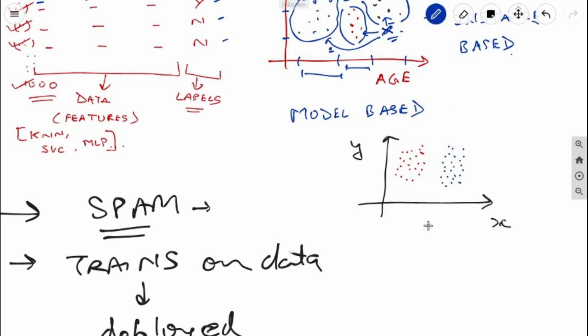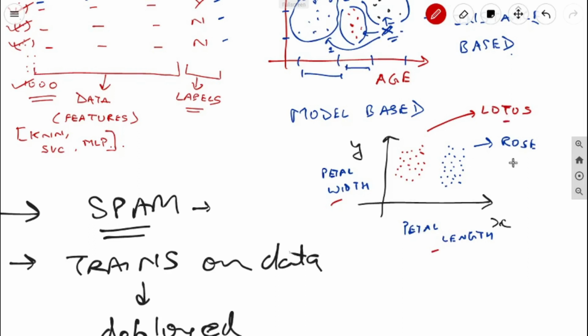To make it more convenient, let me say that x is the petal length of a flower, and y is the petal width of a flower. The blue one is a rose and the red one is, let's say, lotus. So now when a new flower comes to us having a certain petal width and petal length, we want to classify whether it is a lotus or a rose.